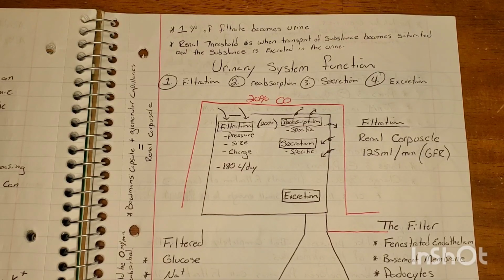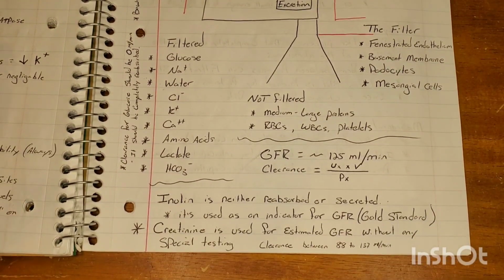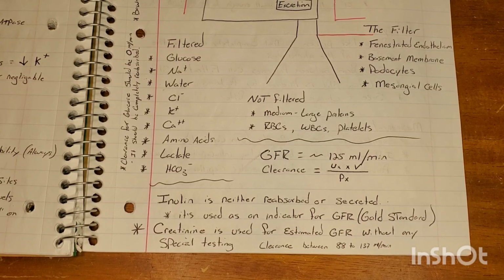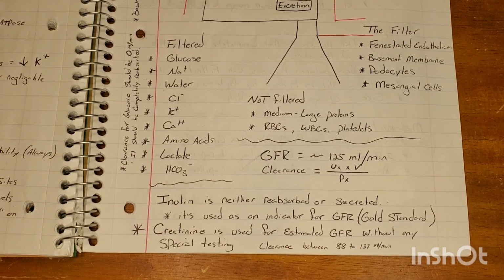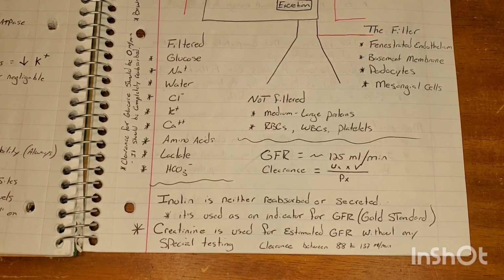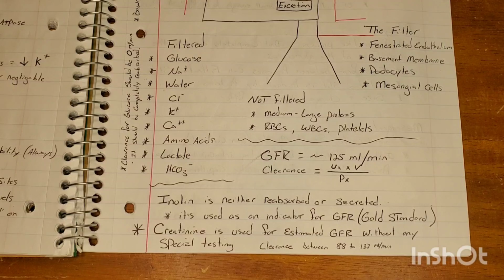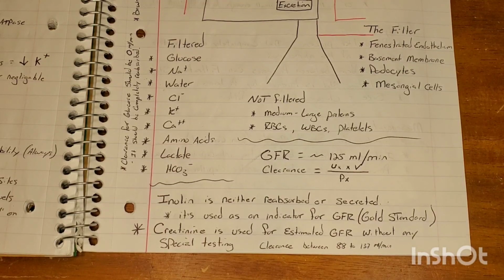But there are complications because you have to have large amounts of this injected. I don't think you consume large amounts of inulin to where you would find it in your excretion. But creatinine is very close to inulin, and it can be used for an estimated GFR. You don't need specialized testing for this because it's always in your body. You're constantly making it at a constant rate, and you filter it and excrete it. So we're able to measure our estimated GFR based on creatinine clearance, and this is between 88 to 137 milliliters per minute.